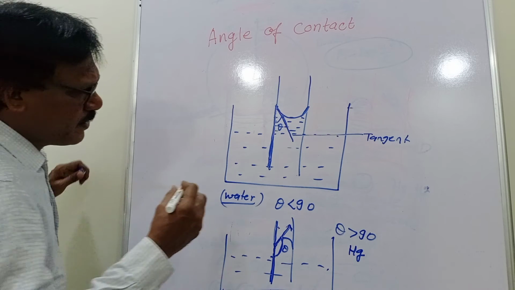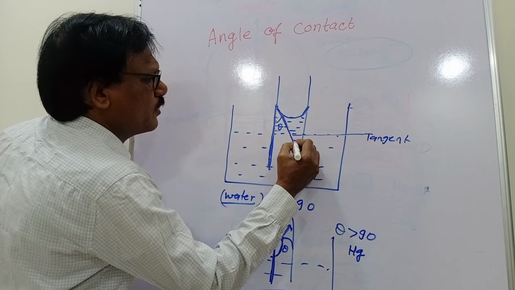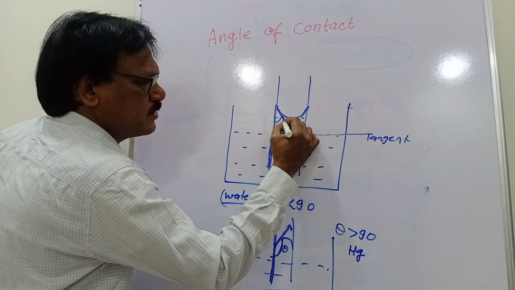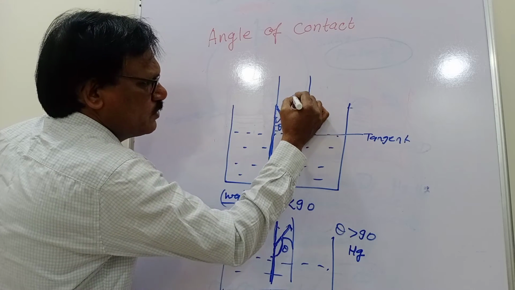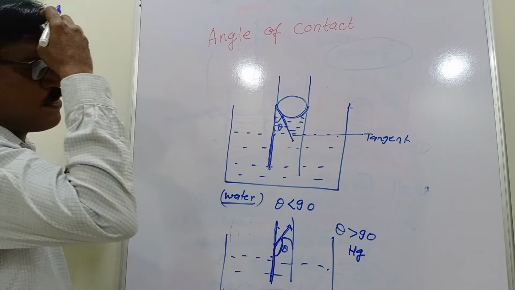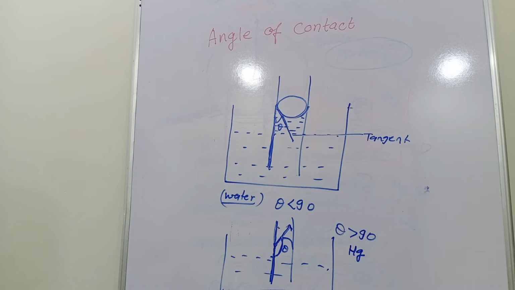Now two things. Angle of contact we know now. It is the angle between the tangent and the rod dip. And this surface, you see, is actually a part of that big surface, a spherical drop or bubble.